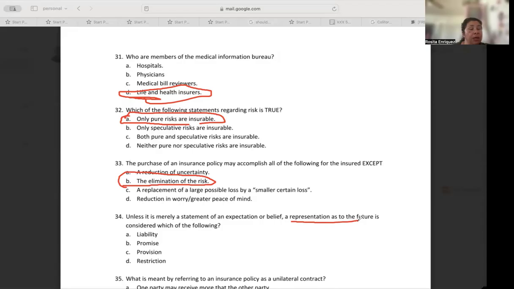So the answer here is B, because of the keywords: representation as to the future, a promise. Just sometimes remember that. Just like my mentor, there were some words circled there. Representation as to the future, promise, right?